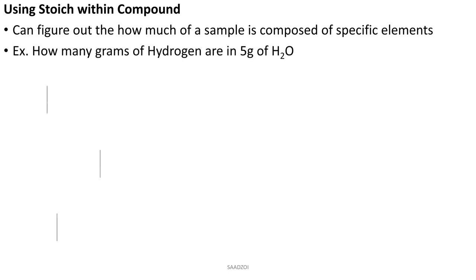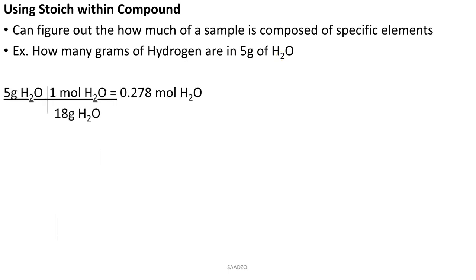So how many grams of hydrogen are in exactly 5 grams of H2O? How do you figure this out? You want to know how much of this 5 grams comes just from the hydrogen. First thing you do is go from grams of water to moles of water. When we do that, we get 0.278 moles. That's how many moles of water we have.